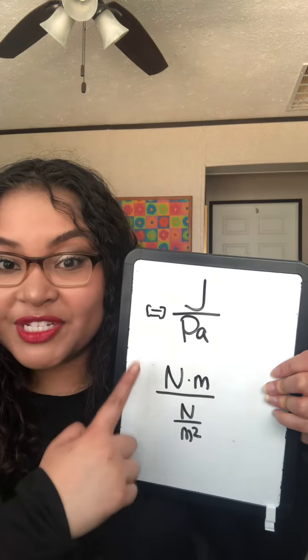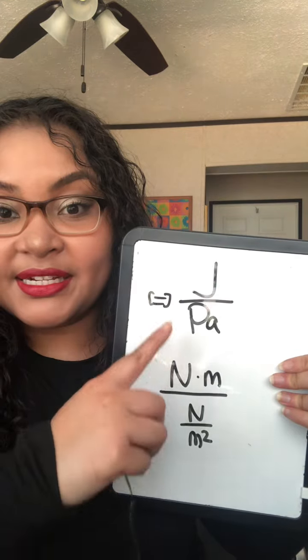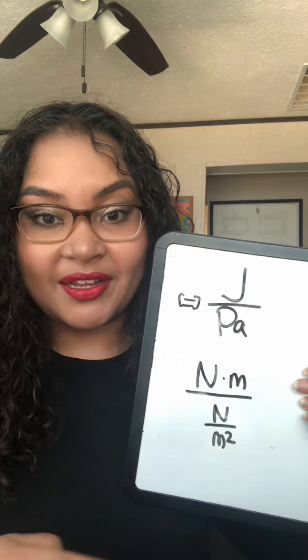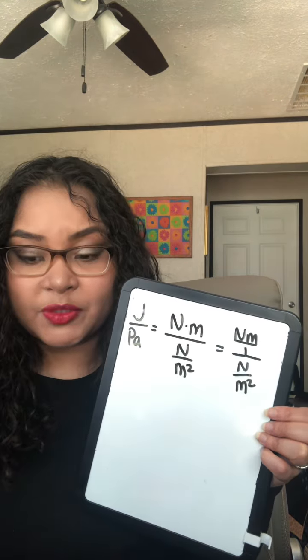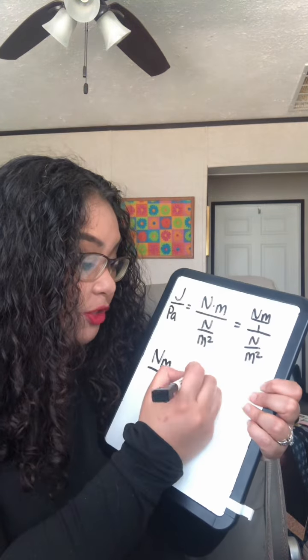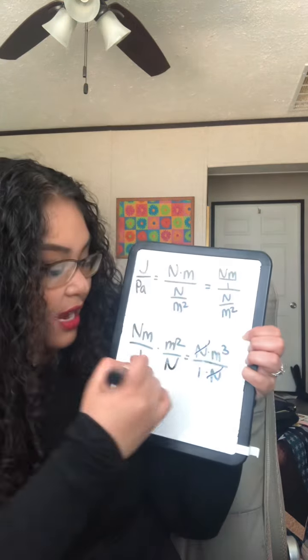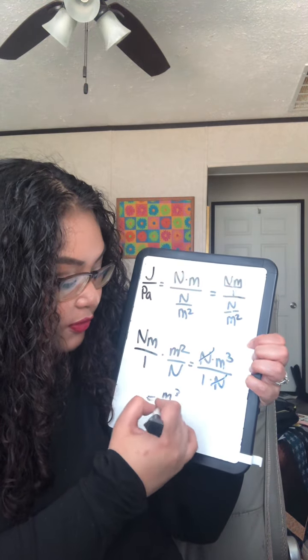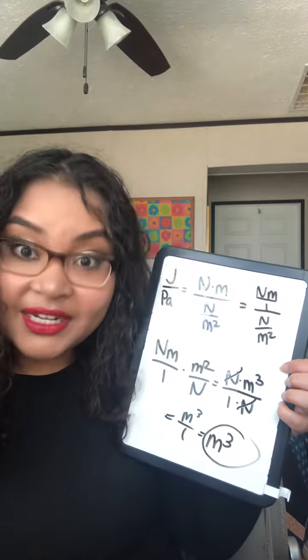Can someone remind me what a joule and a pascal is? That's right, a joule is a Newton meter, and a pascal is a Newton per meter squared. Energy is force times distance, and pressure is force over area. Dividing by a fraction is the same thing as multiplying by its reciprocal. So I'm going to make that Newton meter over 1 divided by Newton per meter squared. So the reciprocal of the denominator, Newton per meter squared, is going to be meters squared per Newton. Hey, look at that. Newtons cancel out. And now we are left with meters cubed over 1 or just meters cubed. So yes, the answer does get us volume.